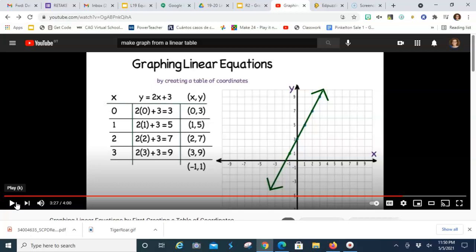Now, a good graph would have labels for your x and y axis and a title, but we only had an equation here. We didn't have any story. We don't really know what x and y are. So let's look at one example now that has a story that goes with it.